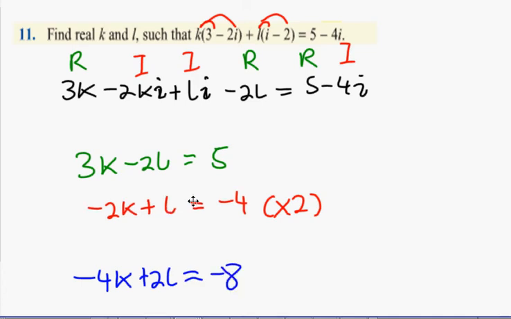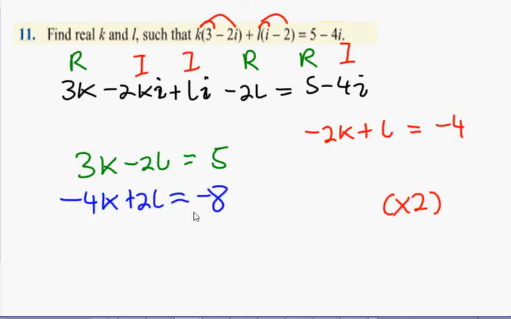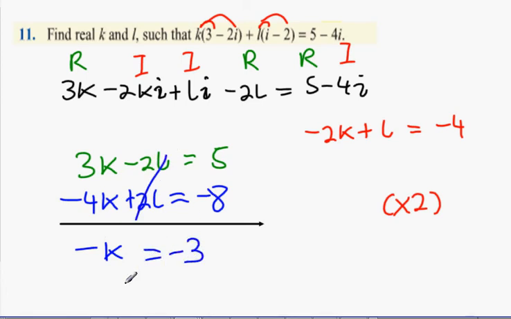This equation fits in very nicely here, because then you can add directly downwards. When you add directly downwards, minus 2l plus 2l cancels, and you get minus k equals minus 3. K therefore equals plus 3 when you multiply both sides by minus 1.